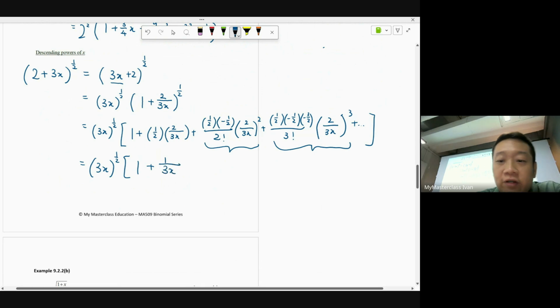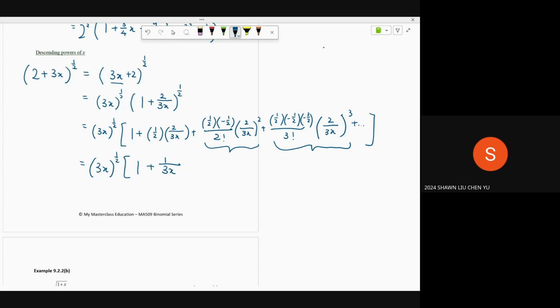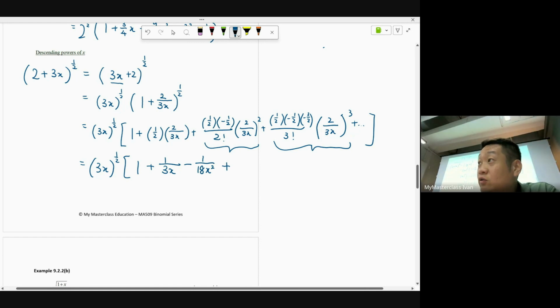Be careful, the position of the x is very important. Okay, you can work it out also to see whether you are correct. I'm doing. Okay, see whether you can get it correct. It's negative 1 over 18 x. See, the x squared must know where to put itself, the denominator.